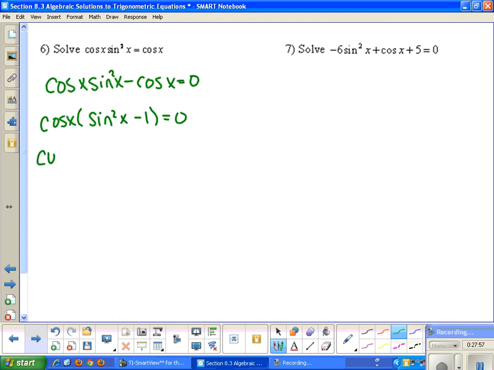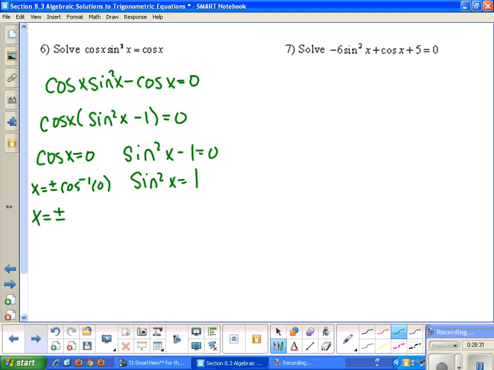So the next step would be to do cosine x equals 0 and sine squared x minus 1 equals 0. So sine squared x equals 1. Both of these are on my unit circle, so I can find the exact value. So since cosine of x equals 0 is on my unit circle, I know that x is equal to plus or minus cosine inverse of 0. So what angle gives me 0 on the unit circle for cosine? I know that it's going to be at pi over 2, or we could do negative pi over 2, so x would be equal to plus or minus pi over 2 plus 2 pi n.